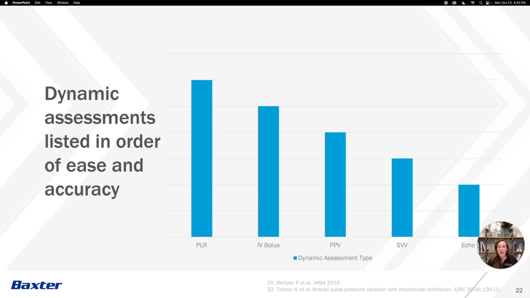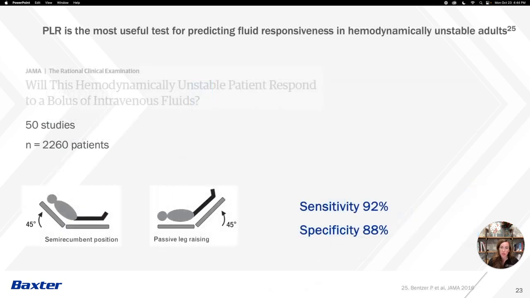What I do want to say, and I won't have time to go into this now, is that this echocardiography is different than the IVC collapsibility, which is technically different than a dynamic assessment. IVC collapsibility, I think, is helpful when you're doing a quick wet to dry: are they really fluid overloaded or are they really volume depleted? But technically, according to the literature, IVC collapsibility is not considered a dynamic assessment of fluid responsiveness, which is just important to know. A PLR is going to be the most useful test for predicting fluid responsiveness in your hemodynamically unstable adults. Again, very high sensitivity and specificity.